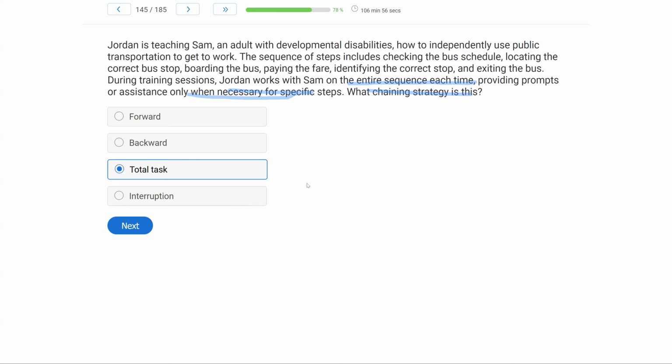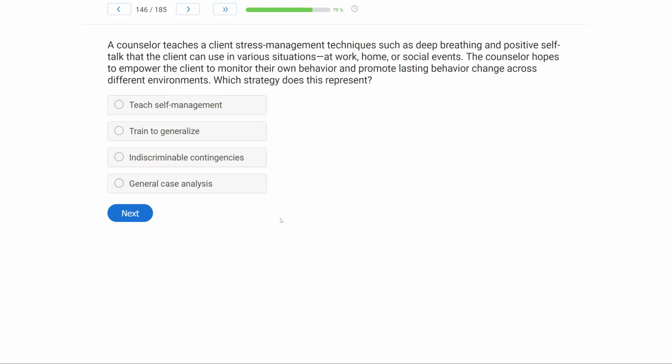A behavior chain interruption strategy is when you're intentionally interrupting or altering the chain to evoke new behaviors. Clearly, not what's going on here. We are simply using a total task chaining strategy in this example. Pretty easy question. We trust our prep, answer it, move on.